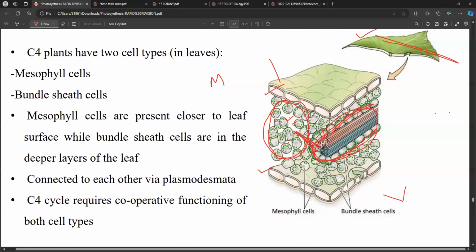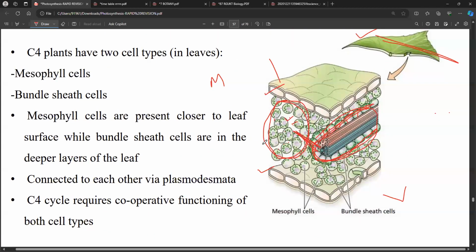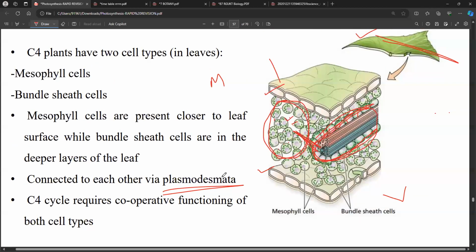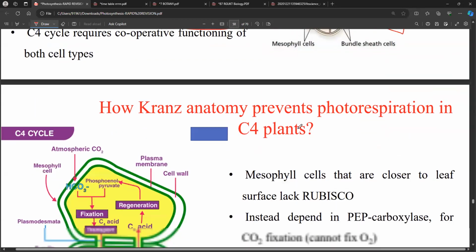For both to cooperate, the mesophyll and bundle sheath cells have to combine with each other compulsorily. How is that possible? Because both can be connected with each other through plasmodesmata. They may also raise the statement "Plasmodesmatal connections are absent in C4 plants," which is again an absolutely wrong statement. A lot of plasmodesmatal connections are present in C4 plants.